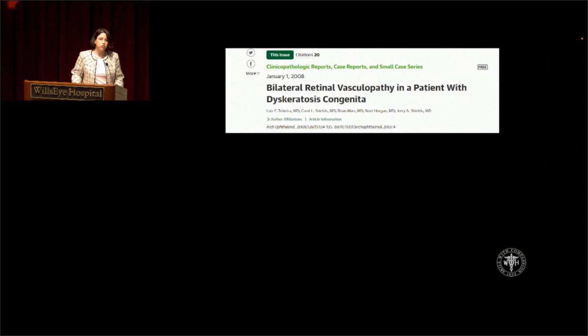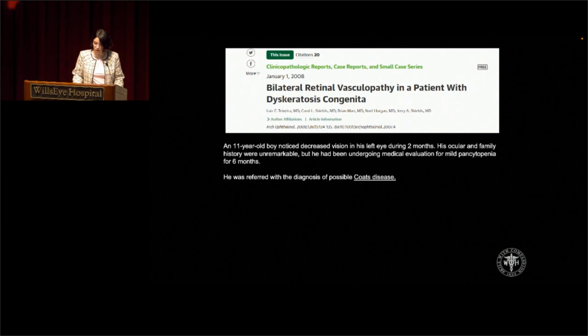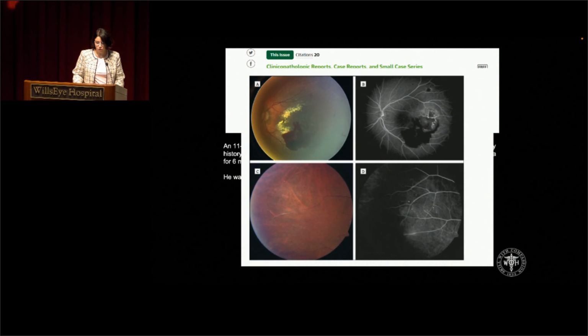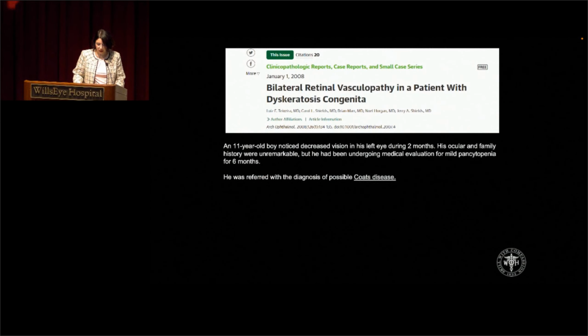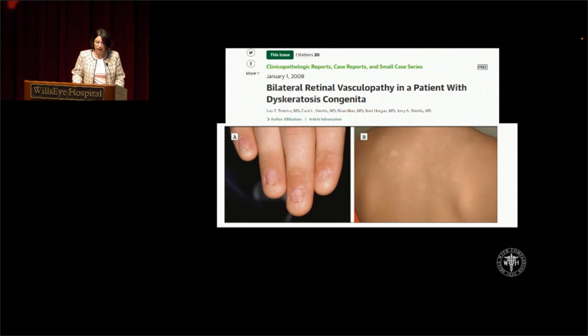All those 3 cases were referred with another diagnosis other than dyskeratosis congenita, masquerading that, but then the final diagnosis was dyskeratosis congenita. An 11-year-old boy had unilateral visual decrease and no family history, and it was unilateral. You see the RVO exudates, and then peripheral non-perfusion. And the referral and the first diagnosis was Coats disease. And then he had dystrophy and pigmentary change.